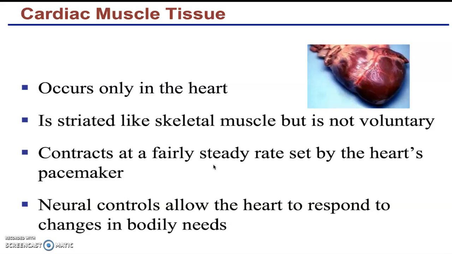Cardiac muscle fibers contract together to generate enough force to push the blood throughout your body. Without this kind of muscle, we wouldn't be able to survive, because we need the oxygen and the blood that is circulating in our system from our heart. So that's why the cardiac muscle tissue is very important.